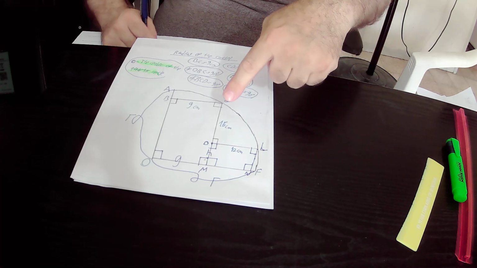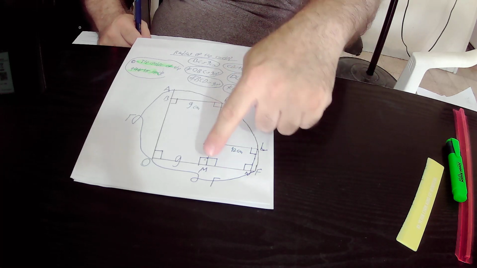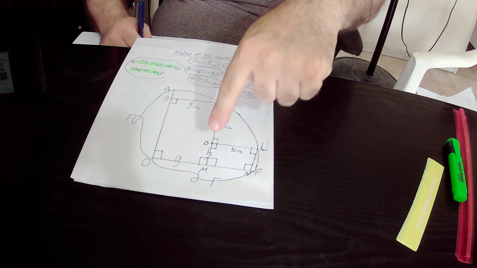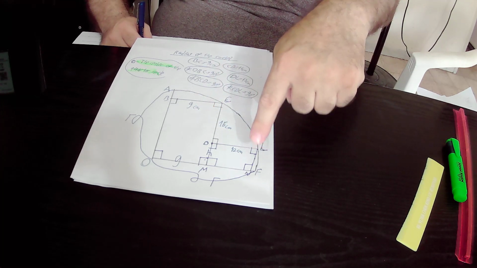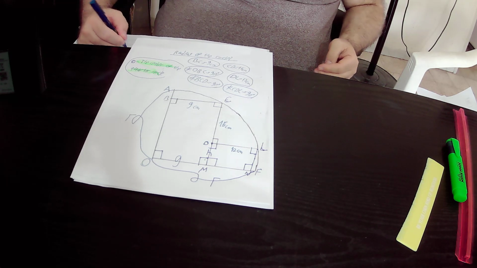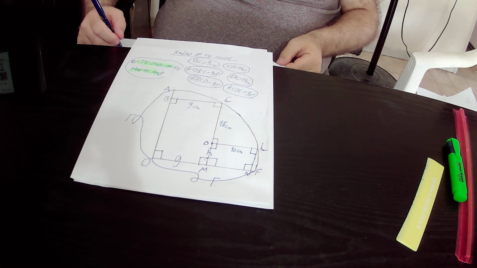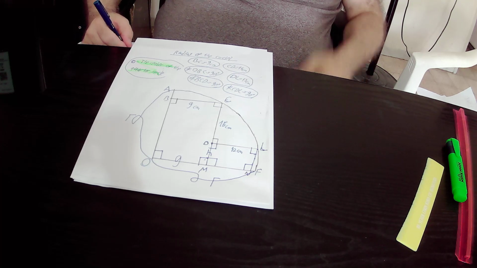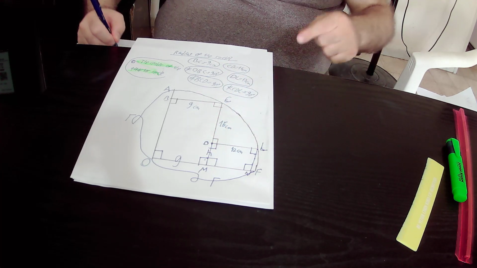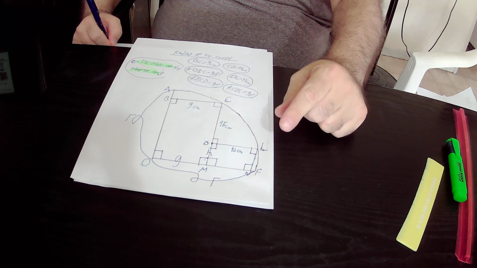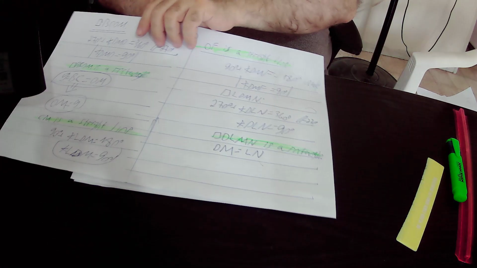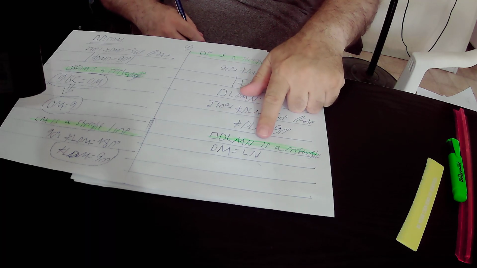That is to say, side DM must be equal to side LN. Repeat again, side DM must be equal to side LN in rectangle DLMN. DM, this side, must be equal to side LN according to the rule that the opposite sides of a rectangle are equal to each other. Okay, side DM equals side LN.